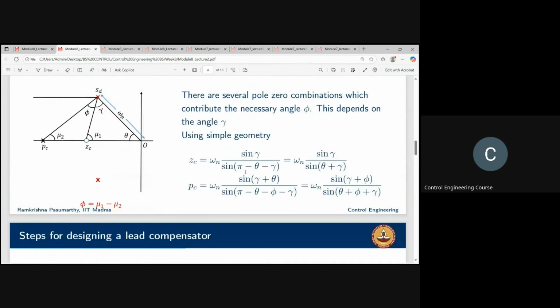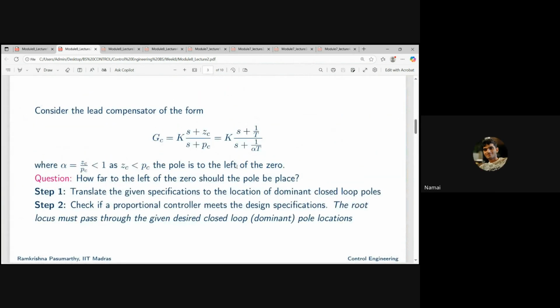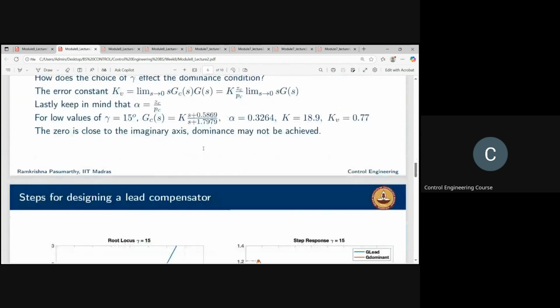When you multiply by s and put s equal to 0, what do you get? The open loop 1 by s and this s cancel. When you put s equal to 0, you get an extra ZC by PC, right? In the case of a pure D controller, you will get just KD. But here you have ZC by PC.